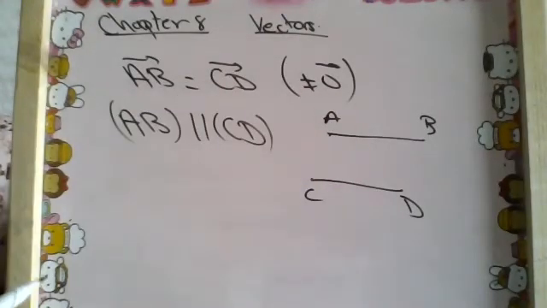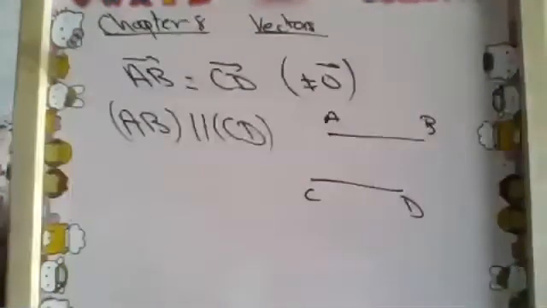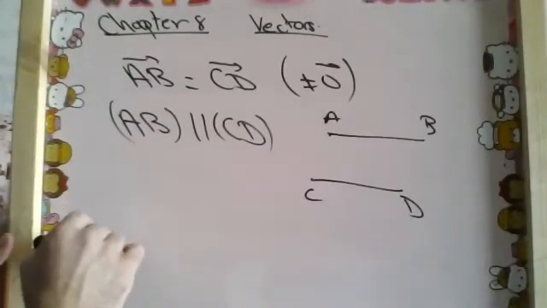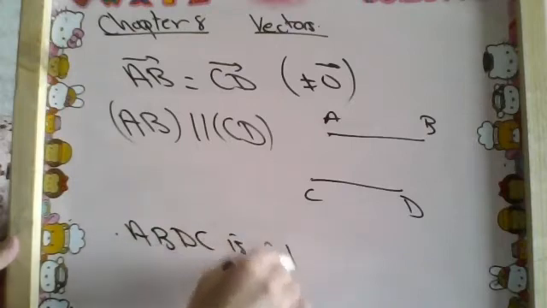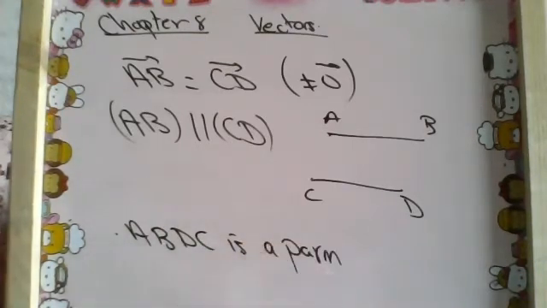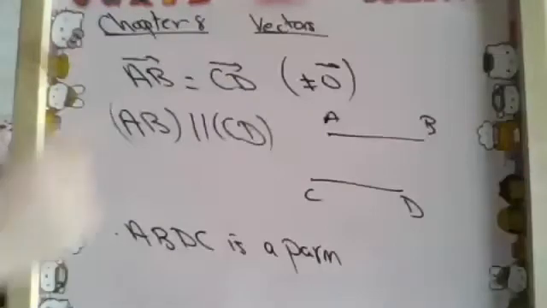What else? What else? They form a parallelogram. Which one is a parallelogram? Name it. ABDC. ABDC is a parallelogram. I'm going to write it here. ABDC is a parallelogram. Can you justify? Yes. How? I guess because AB is equal to CD even in magnitude, because they are equal vectors.